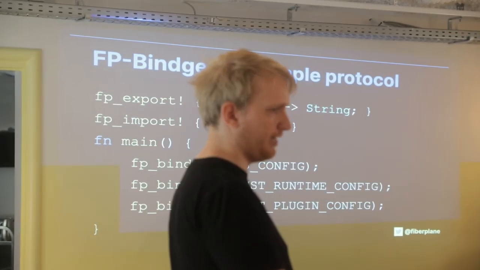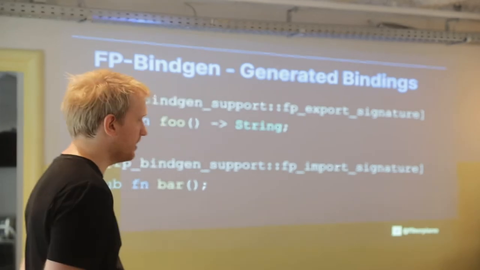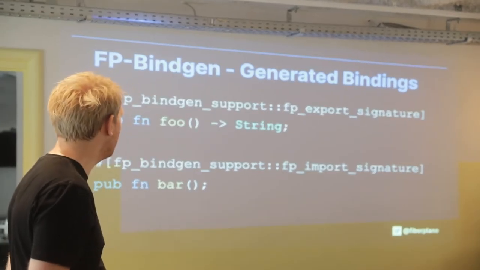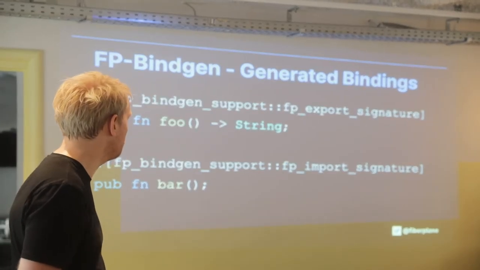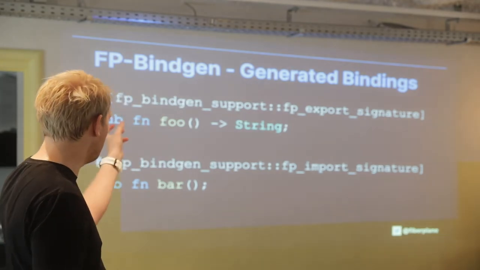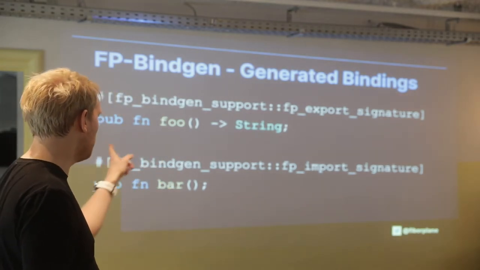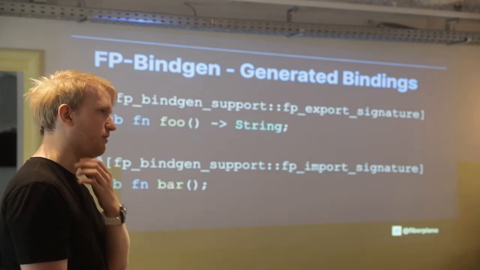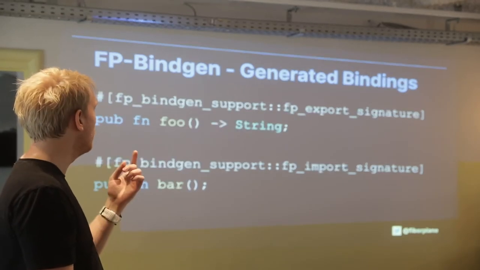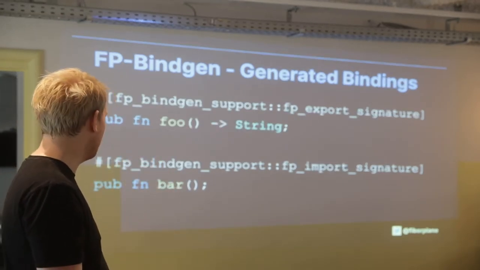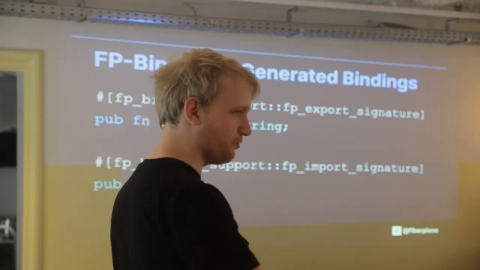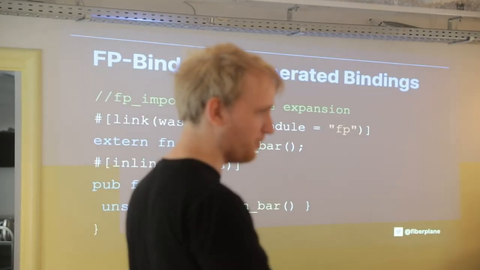So what does this actually generate? It generates a binding script. So for the exported foo function that returns a string, we basically output this stuff in a crate, and also for the imports, so in two separate files, and it generates a nice crate for you. And what do these proc macro annotations do? Well, here's a little bit of magic for you.